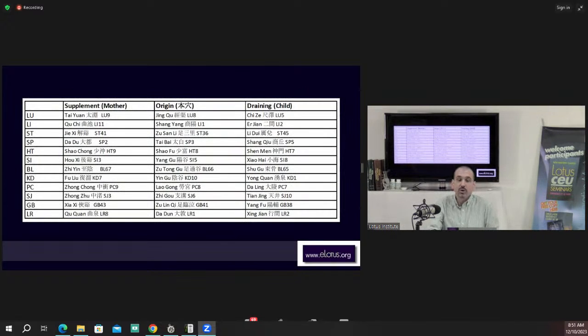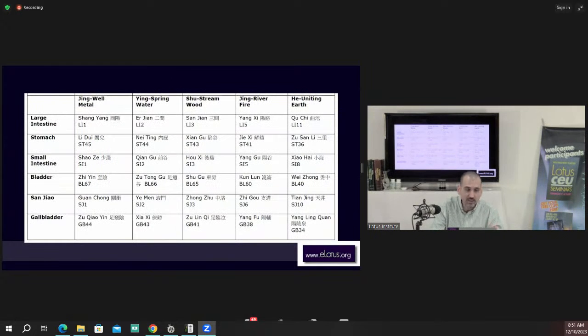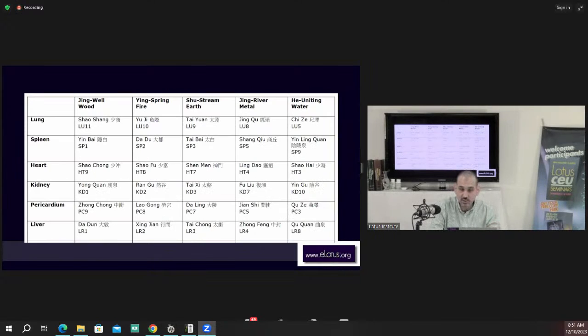Okay. So think about it again. This gives us the supplementation points, which is the mother, and then the draining. Don't worry about the middle column for now. Supplementing and draining is done through, in this case, mother and child. Okay. So look at lung, for example. Lung is metal, right? So go back to this other chart. If you're not used to thinking this way, bear with me so I get everyone up to speed. So go back to this chart.